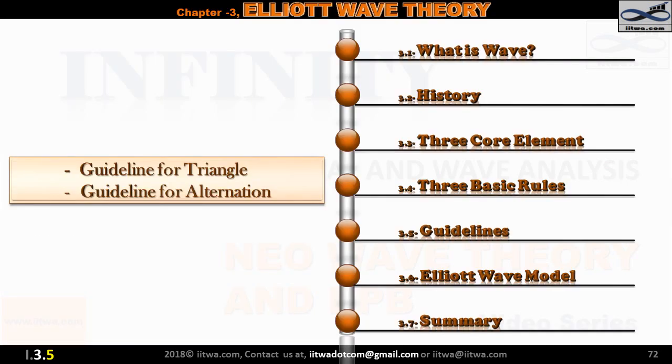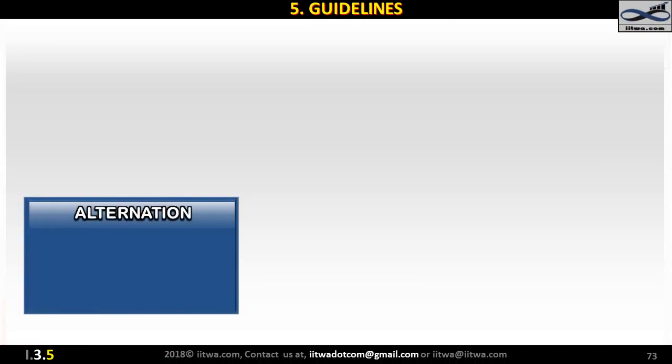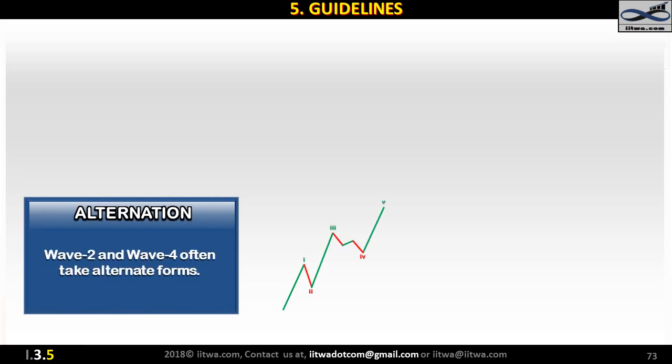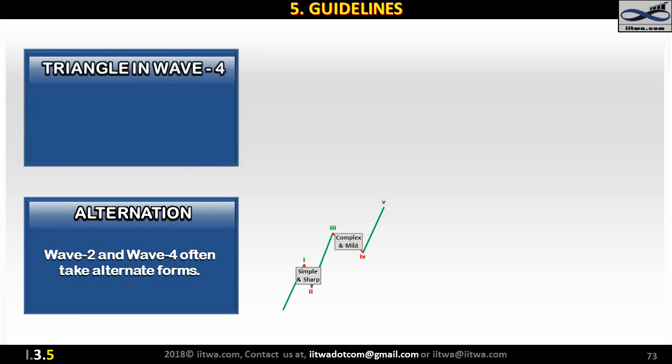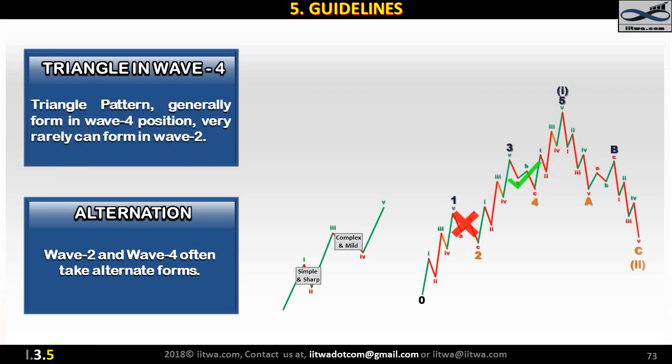Topic 5. Guidelines. Guideline for alternation. In case of impulsive 5-wave patterns, wave 2 and wave 4 often take alternate forms. For example, if wave 2 is formed as simple and sharp, wave 4 will form complex and mild. Guideline for triangle pattern position. A triangle pattern generally forms in the position of wave 4, but in rare conditions it may form at the wave 2 position.